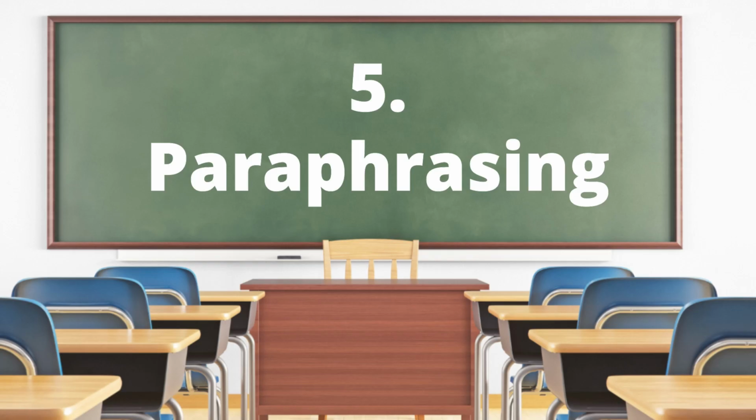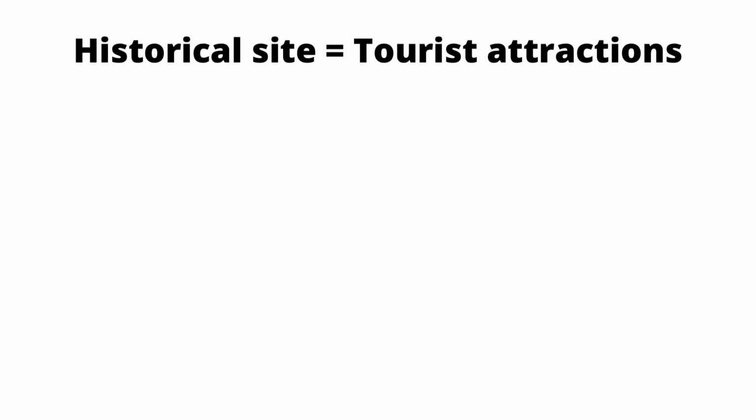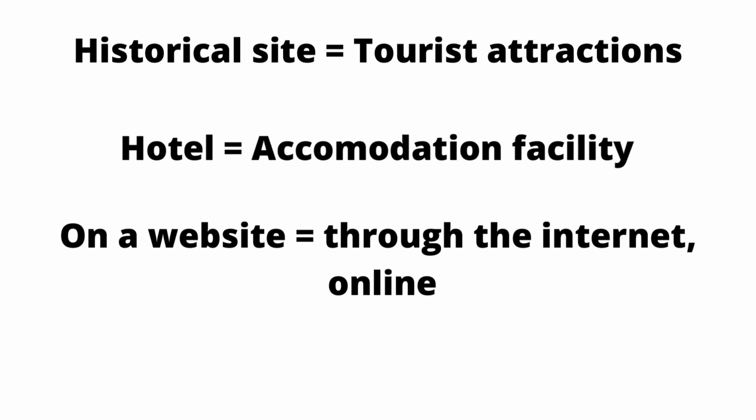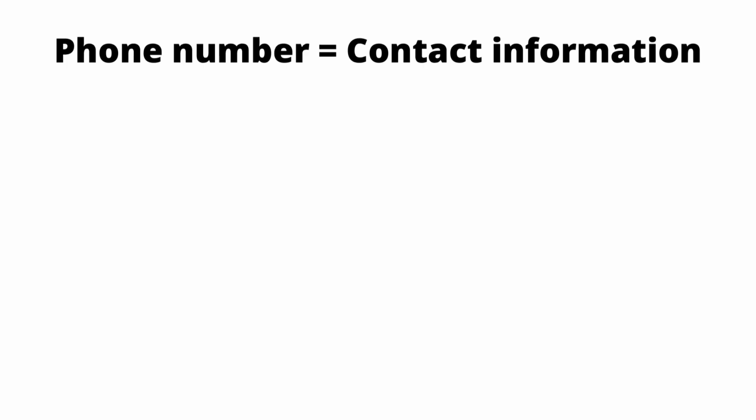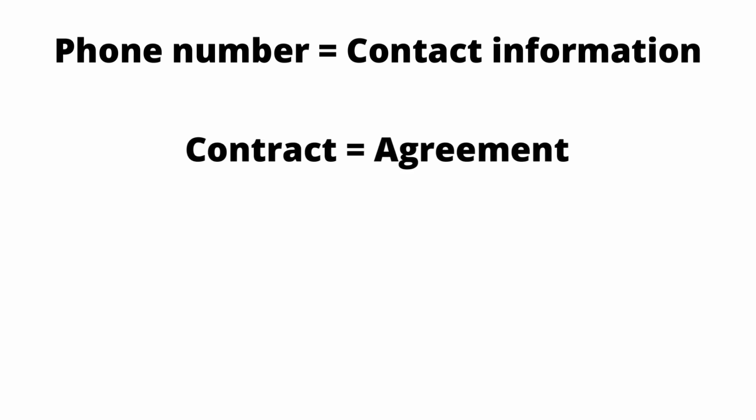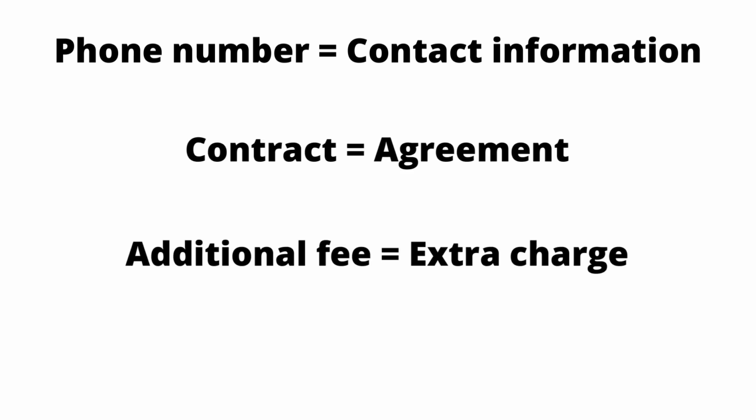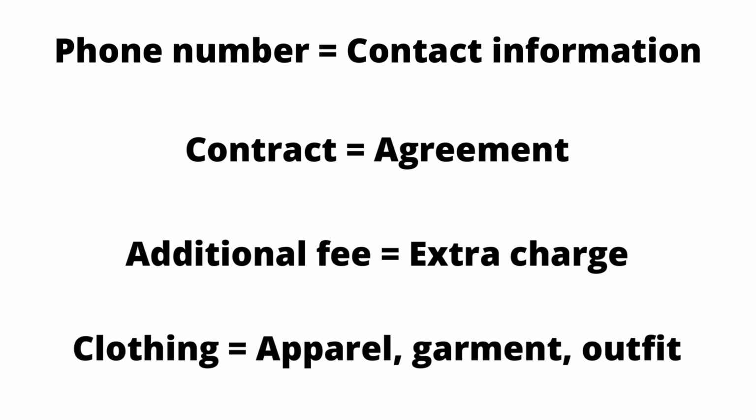Paraphrasing. During the test, there are some difficult words that they might use in the text, but use a synonym when asking a question. Some examples include historical sites, tourist attractions; hotel, accommodation facility; on a website, through the internet, online; venue, place or location; phone number, contact information; contract, agreement; additional fee, extra charge; clothing, apparel, garment, outfit. Recognizing the different ways a question and answer are related by paraphrasing will help you understand the relationship and have a better chance at answering correctly.